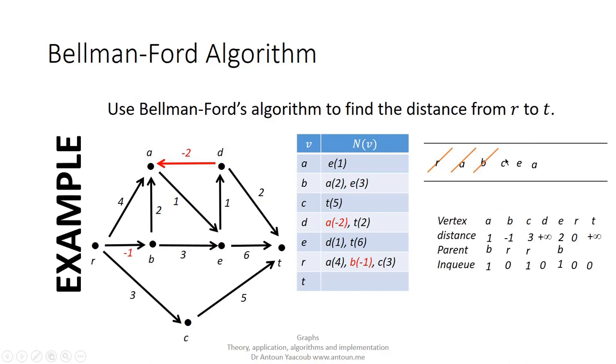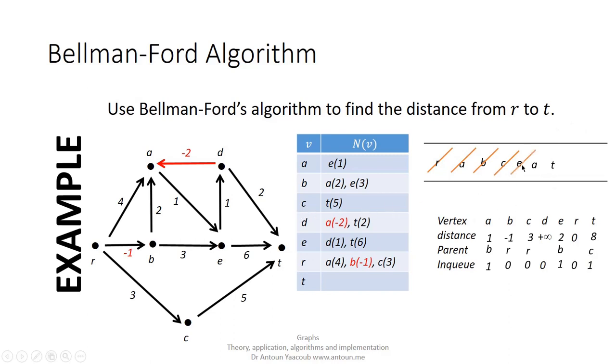It's dequeue, so it's now the turn of C. I will remove it from the queue. C has one adjacent vertex, T, with weight 5. So 5 is better than plus infinite. We have C equal to 3, and 3 plus 5 is equal to 8. So 8 here. Parent is C, and I will enqueue it now.